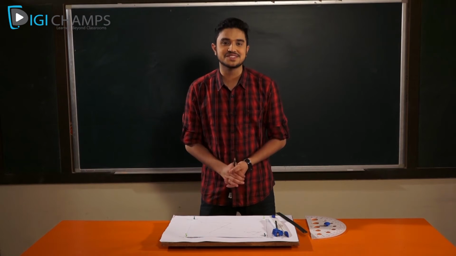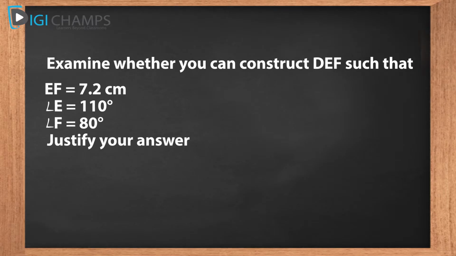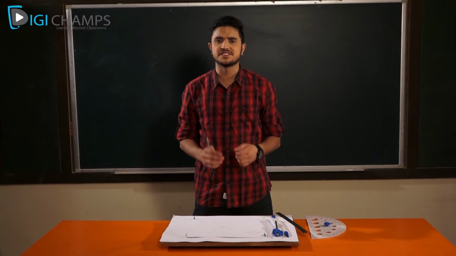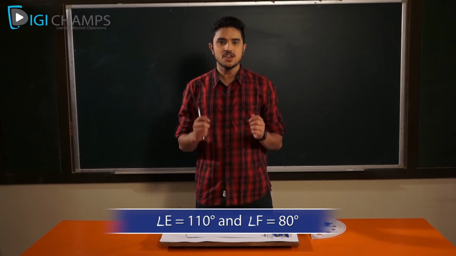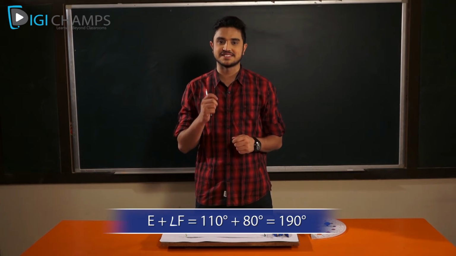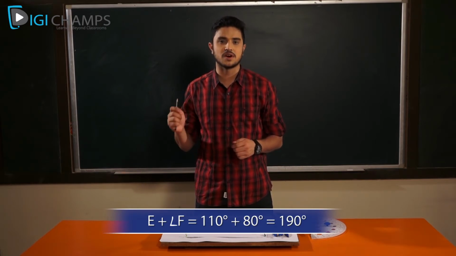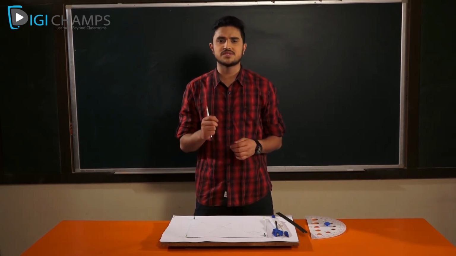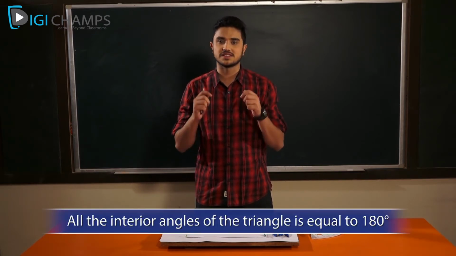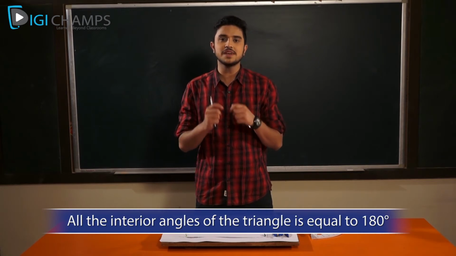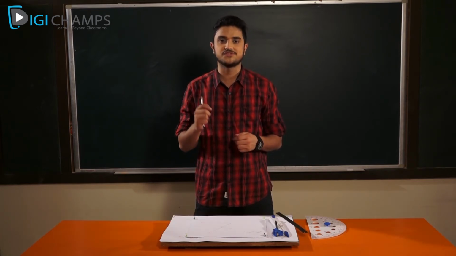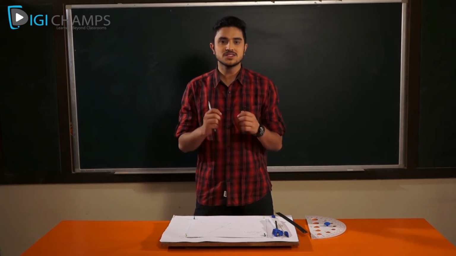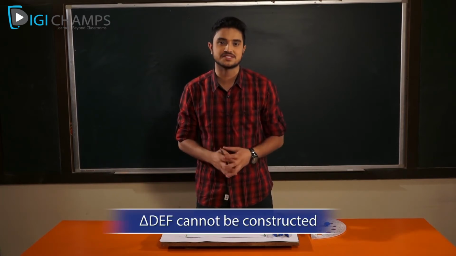So here goes another question on your screen. You can see that in the question, angle E is 110 degrees and angle F is 80 degrees. If we add both the angles, angle E plus angle F, that would be 190 degrees. But we know from the property of triangles that all the interior angles of a triangle should add up to a sum of 180 degrees. So this would be a complete violation of the property of the triangle. So triangle DEF cannot be constructed.